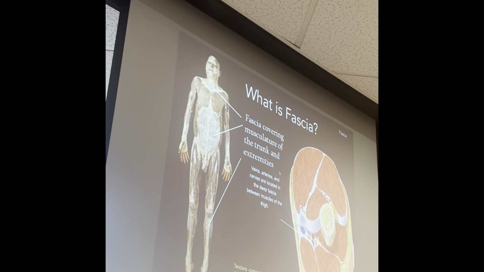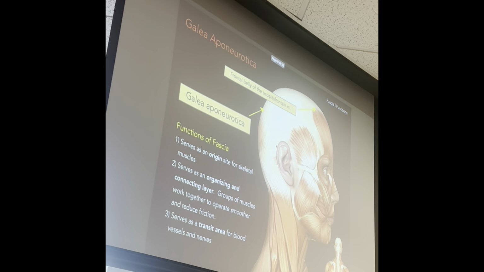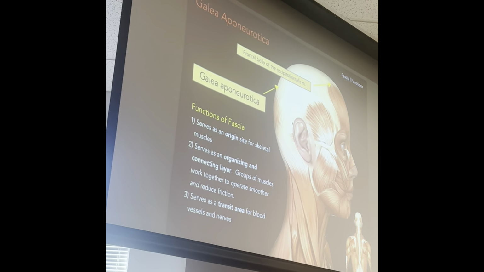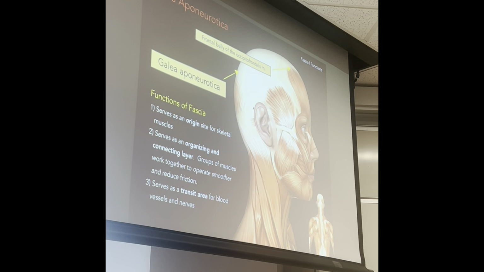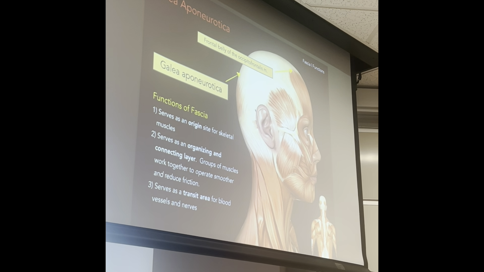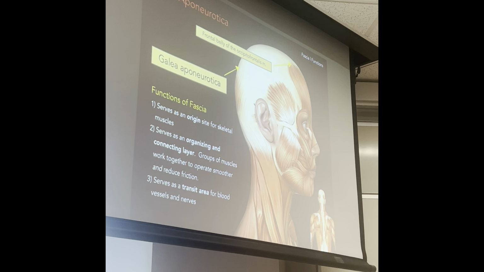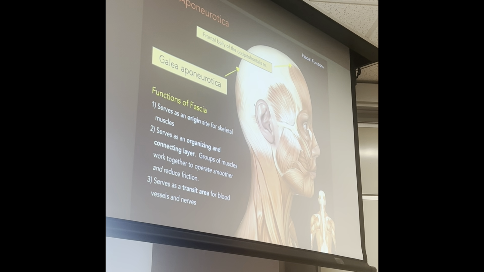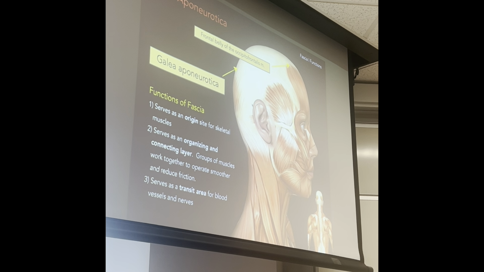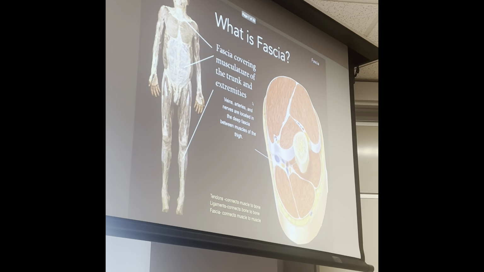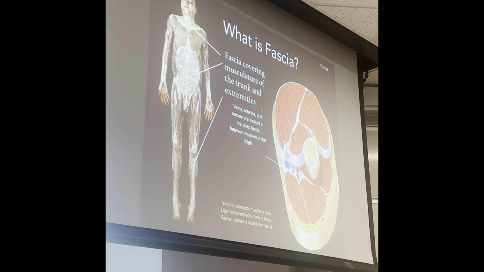Know the 3 functions of fascia. It's very simple. Fascia serves as an origin for skeletal muscles. Fascia allows groups of muscles working together to operate more smoothly to reduce friction. And the last major thing about fascia is that it's a transit area for blood vessels and nerves. And so you can see that here. All these blood vessels and nerves are transiting through the fascia.